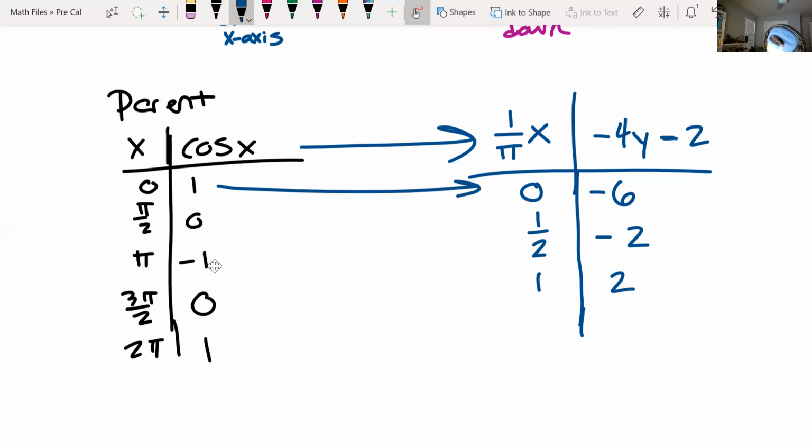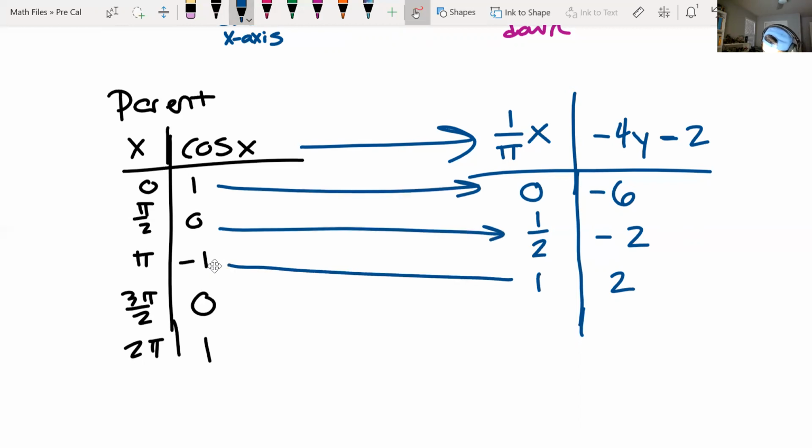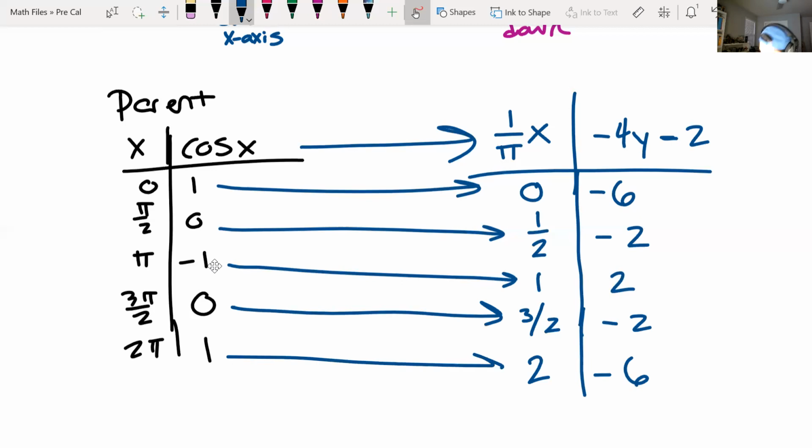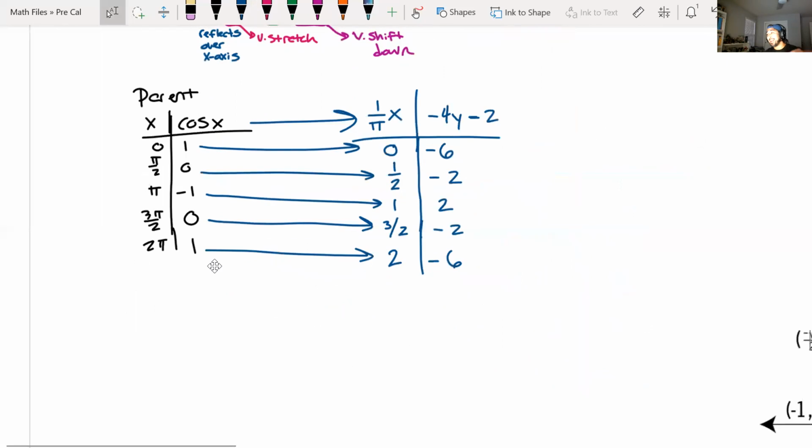So that goes there. That goes there. That goes there. And then 3 pi over 2 times 1 over pi, your pi's cancel. And you get 3/2. And 0, plug in 0, you get -2. That's much better. And then you plug in that, you get 2. And then you have 1. -4 times 1 is -4 minus 2. You get -6. Much better. And that's why we don't do turbo math. And by transformations, that is now done.